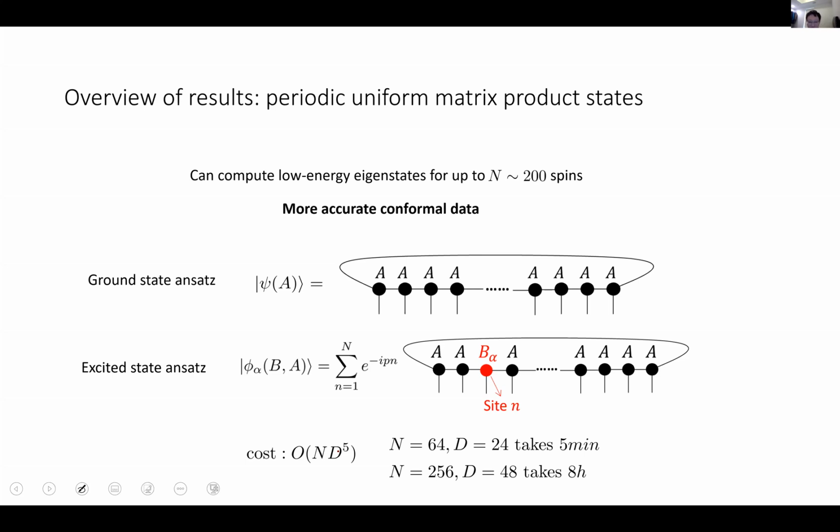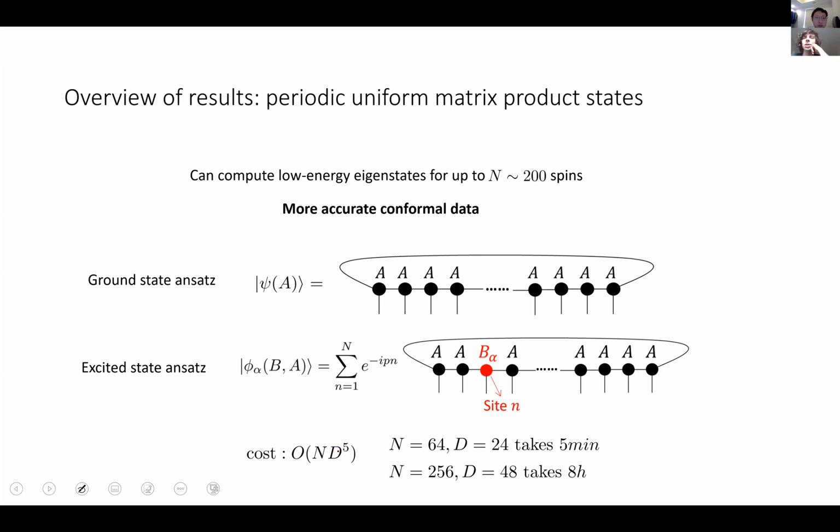And to give you a hint, if you have 64 spins for the Ising model, it just takes 5 minutes to get the whole bunch of ground state and low-lying excited states. For 256 spins, you need larger bond dimensions, and it will take longer, but still affordable. Of course, for more complicated models, the time will be longer, but this is a significant boost.